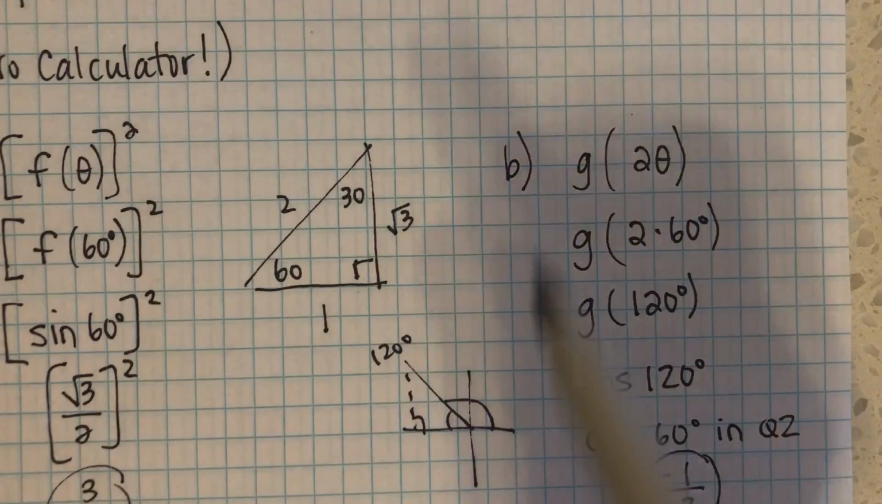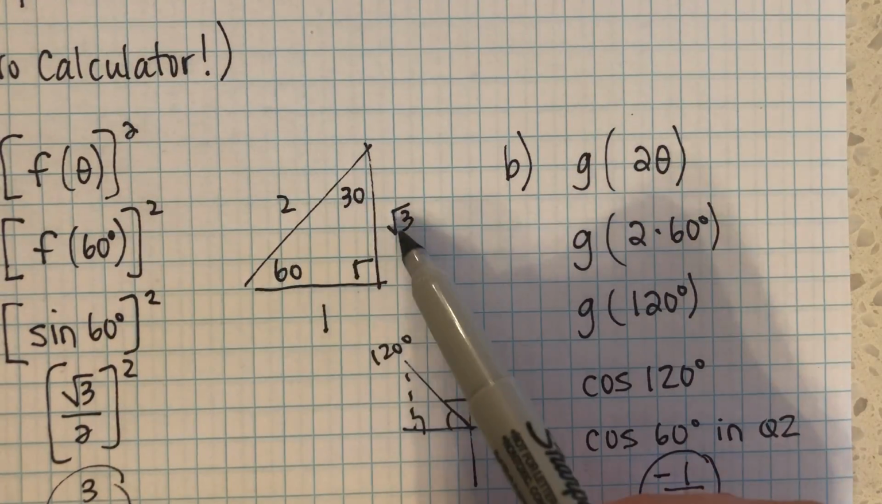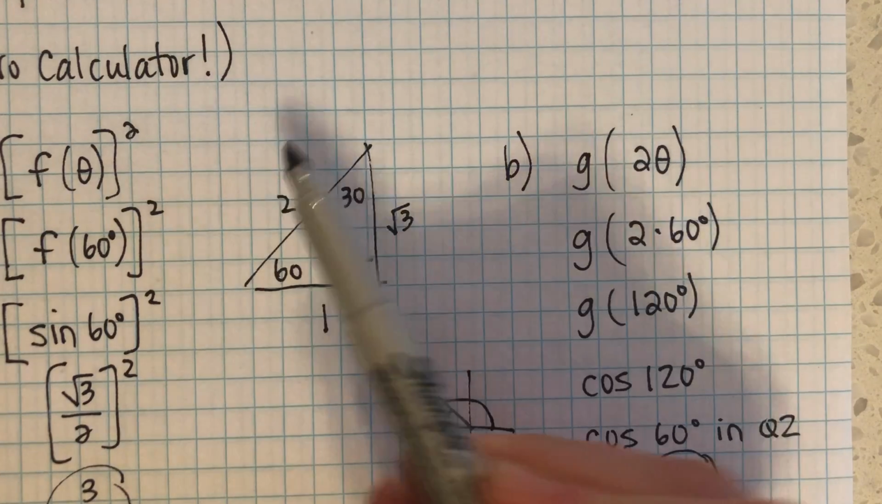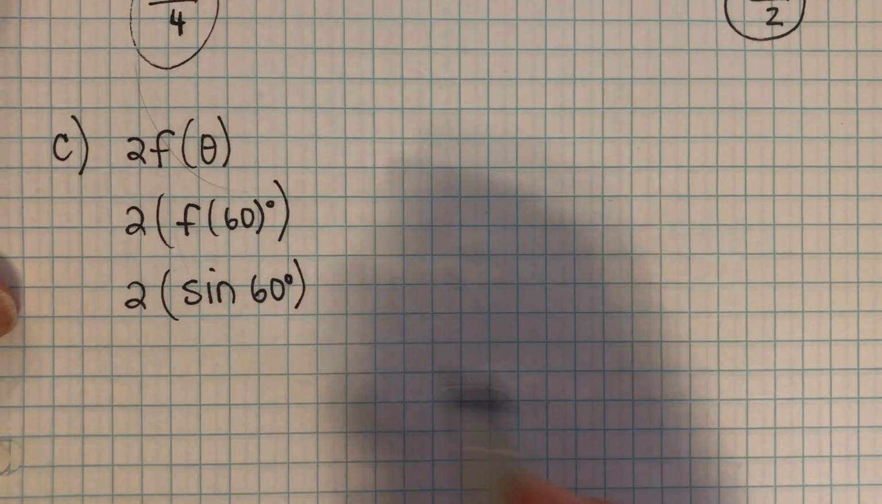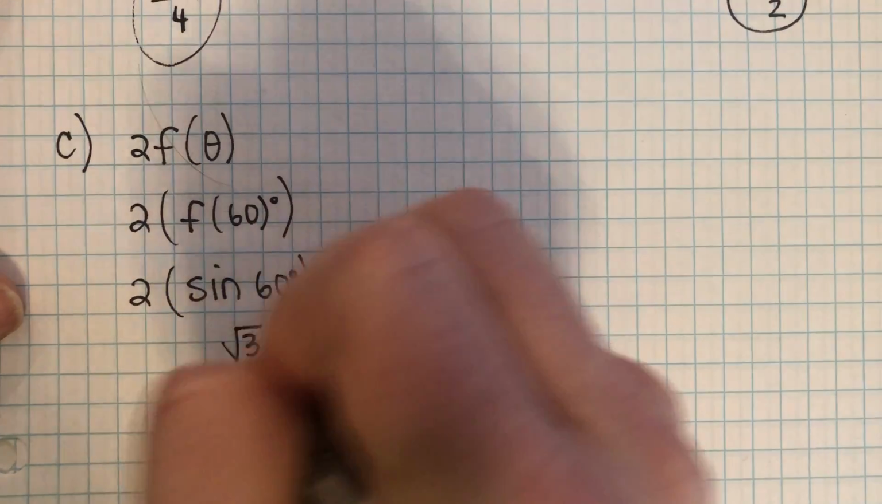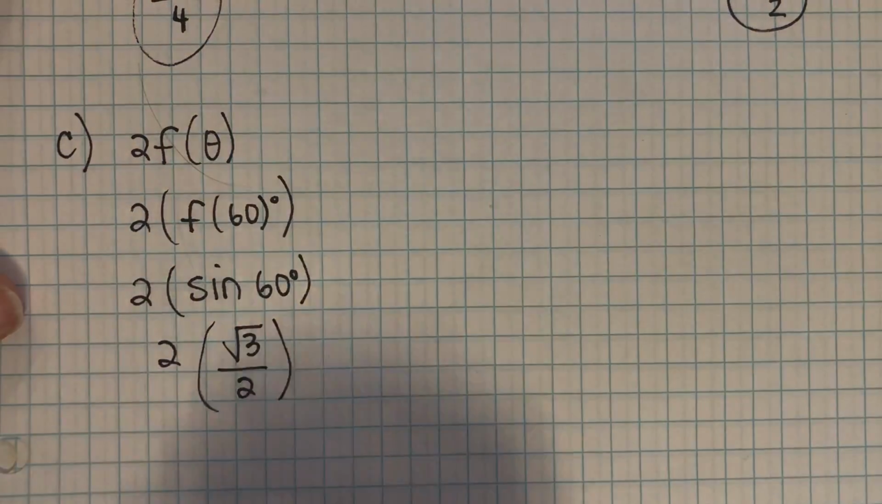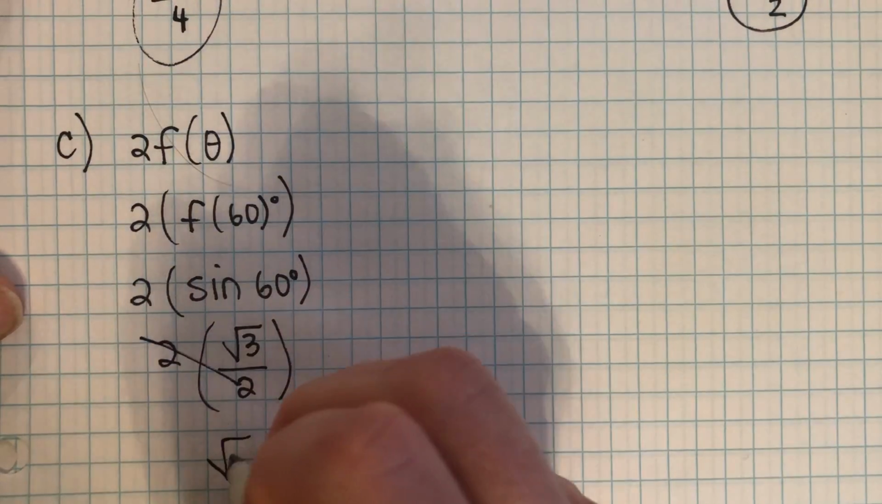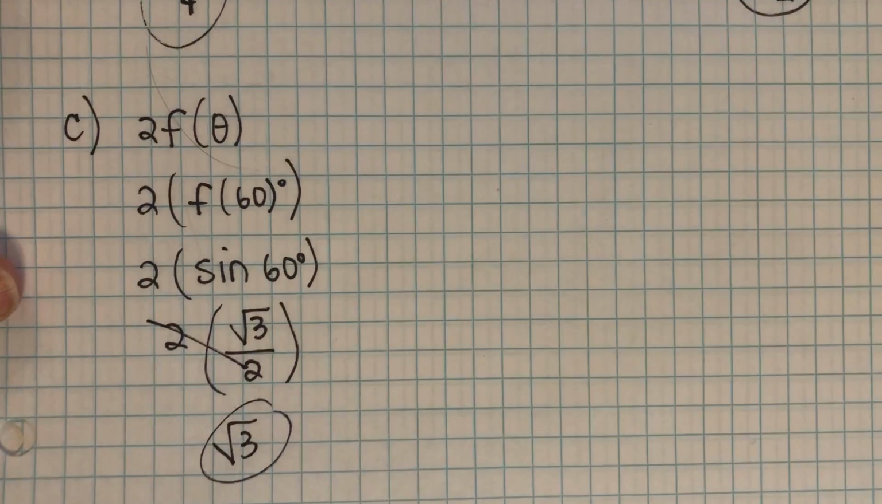Go to your triangle. What's the sine? Sine is O over H. That's root 3 over 2, and that's an angle in quadrant 1, so the ratio is definitely positive. So it's root 3 over 2 times 2. My 2's cancel, and my answer is root 3. Okay? All right. I think I have just 2 more examples.